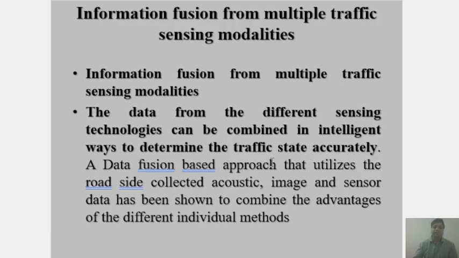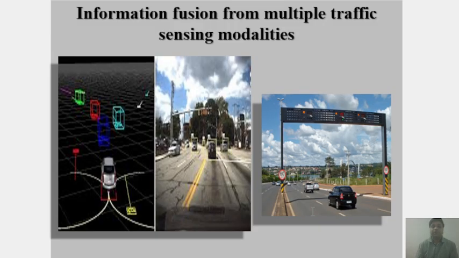So here in the data fusion, what happens basically is it utilizes the roadside collected acoustic, image and sensor data, in the sense that we are getting data in the form of acoustics, in the form of images, in the form of some sensor data or camera data, that we are able to combine to find out the advantages of the different individual methods. So we are able to get different information from different sensing sources.